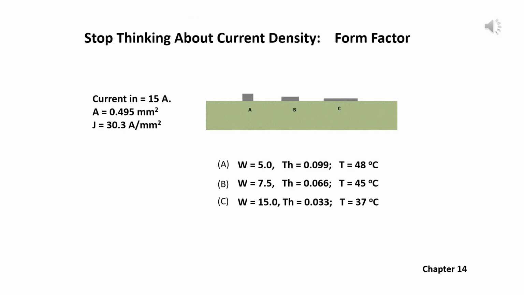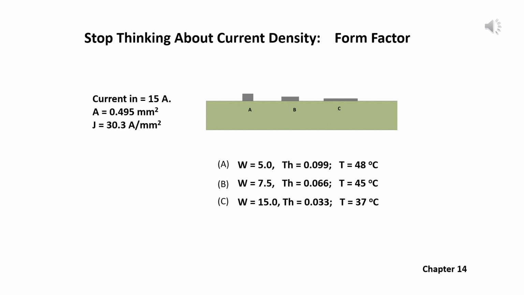The first way relates to form factor. Here we have an image of a board with 3 traces on it. One trace is very narrow and tall. It is scaled at 5 millimeters wide and 0.099 millimeters tall. The second one is 0.75 millimeters wide and 0.066 millimeters tall. And the third one, C, is 15 millimeters wide and 0.033 millimeters tall. We're going to put 15 amps down each trace.